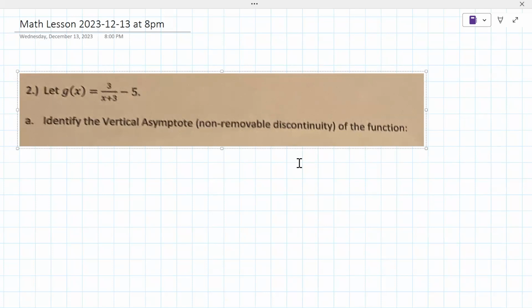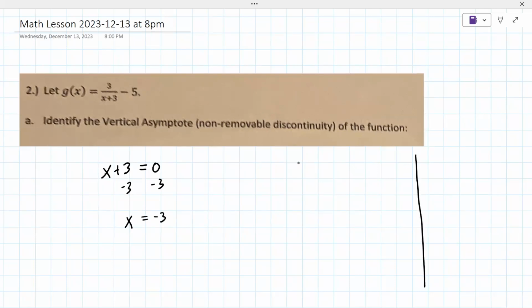So vertical asymptotes here are where the bottom equals 0. So you're solving that for x. In this case, you subtract 3 from both sides, so x equals -3. I've talked with both of you about graphing as you go. X equals -3, something like that.